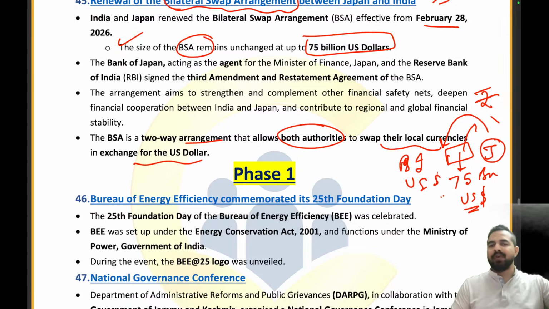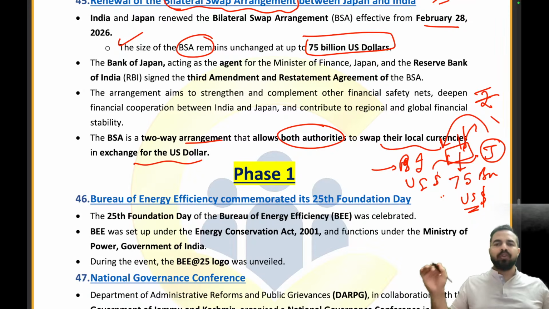Let's say we require 10 billion dollars. Japan will give us USD 10 billion by taking the amount in rupees. Similarly, when Japan needs that amount, Japan will give us the money in its own currency and India will give the dollars. Sometimes, during the worst situations, we need that amount of liquidity, and that is the point of time when we can use this bilateral swap arrangement.